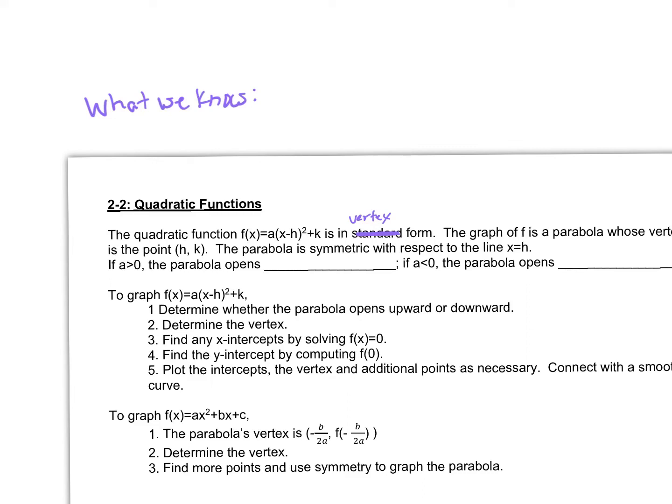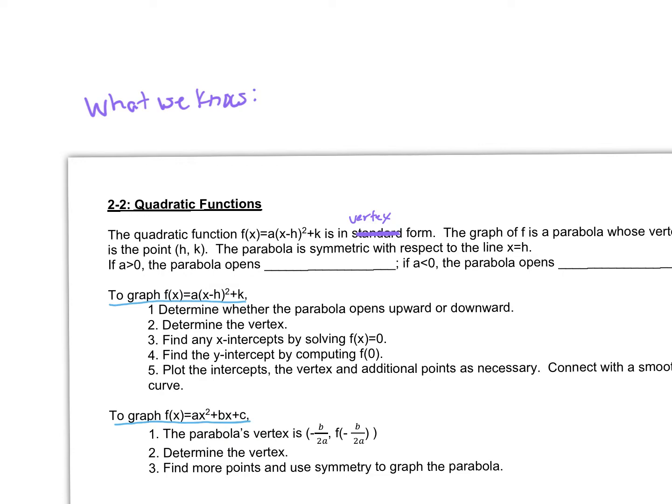So we need to review and discuss what we know about quadratic functions and how we graph them. So I'm going to share some explanation and some reminders to you. And if you notice, we're going to look at the two different types of equations that you might see, and how we will use those in order to help us with the graphing.